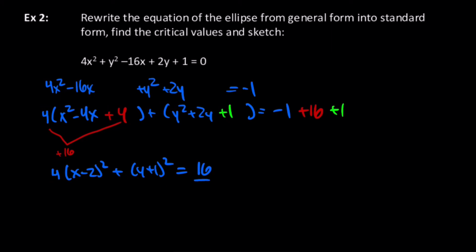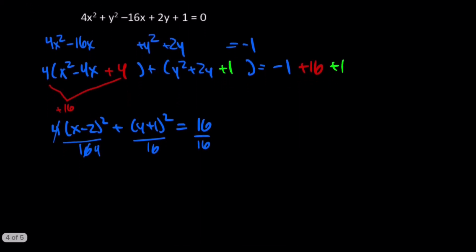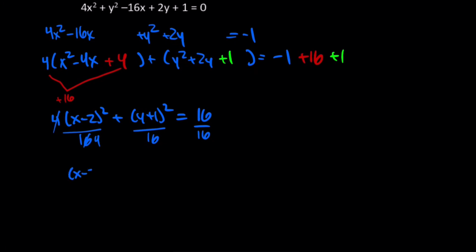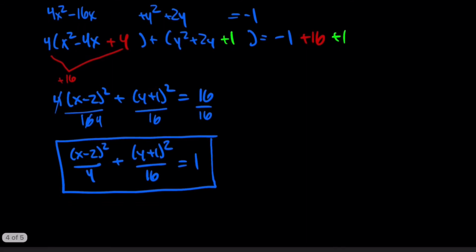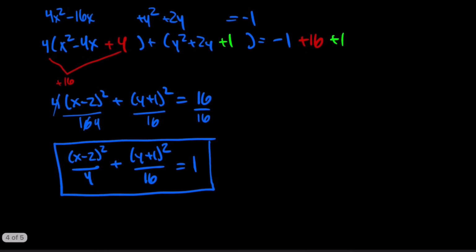So let's see what that looks like. With my x's, obviously 4 goes into 16 4 times. So now this is going to give me (x minus 2) squared over 4 plus (y plus 1) squared over 16 equals 1. And there is your standard form. So from this, first two things I'm going to get right away, I'm running out of room, apologize. My center is going to be (2, -1).